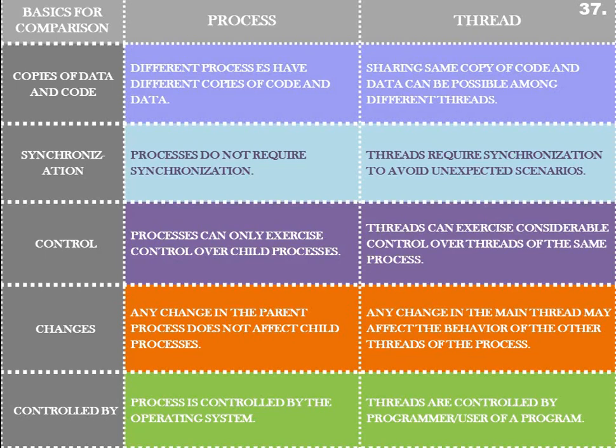A process is controlled by the operating system, because when you apply an instruction or option on the data, that is directly being controlled by the operating system. The operating system controls the data, and the operating system controls the instructions or options. While threads are part of the process, they are controlled by the programmer or user of the program, the user who is actually using the program. So the threads are controlled by the programmer or user of a program, while the processes are controlled by the operating system itself.